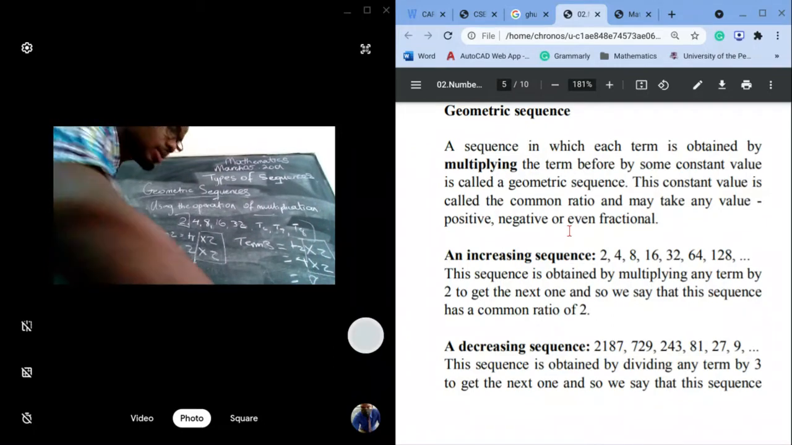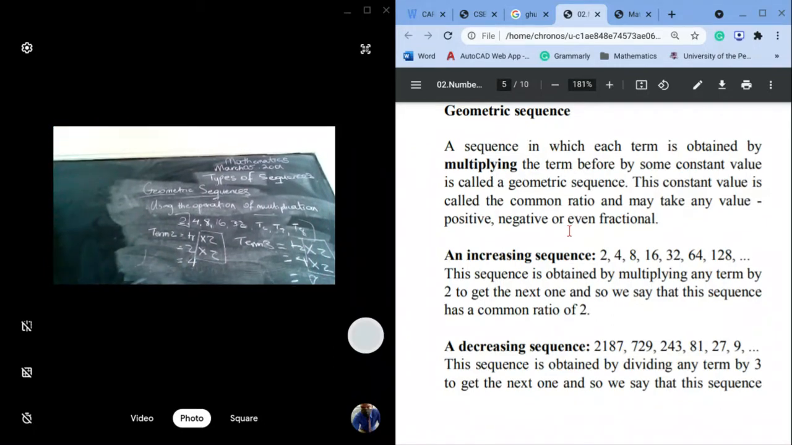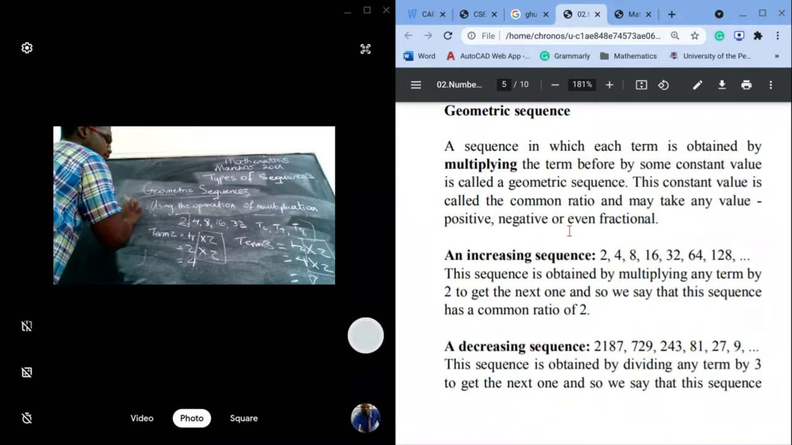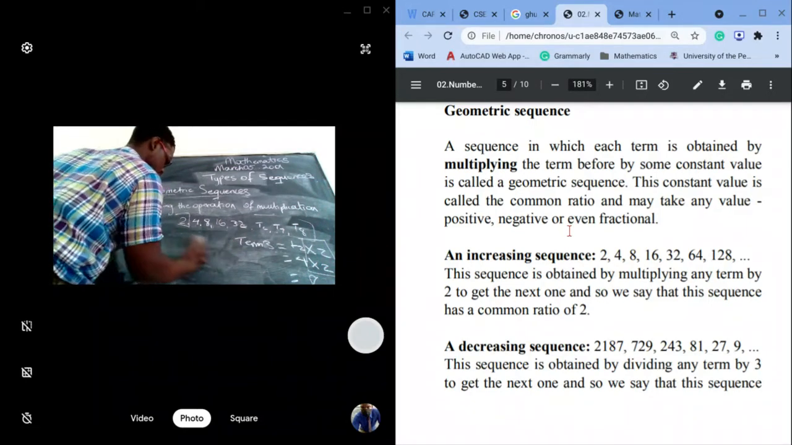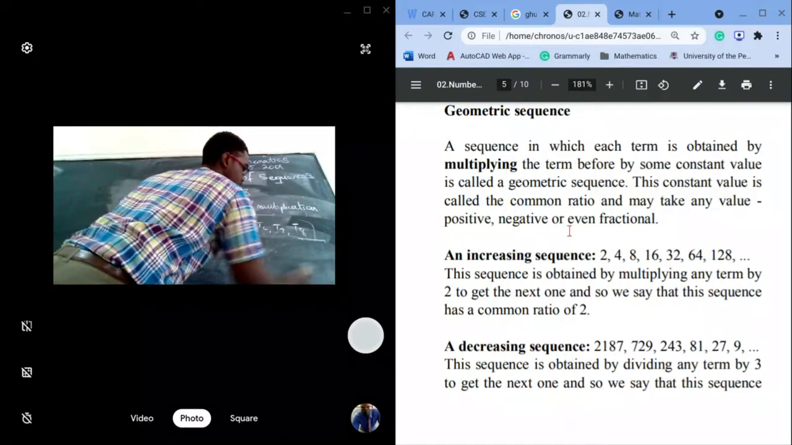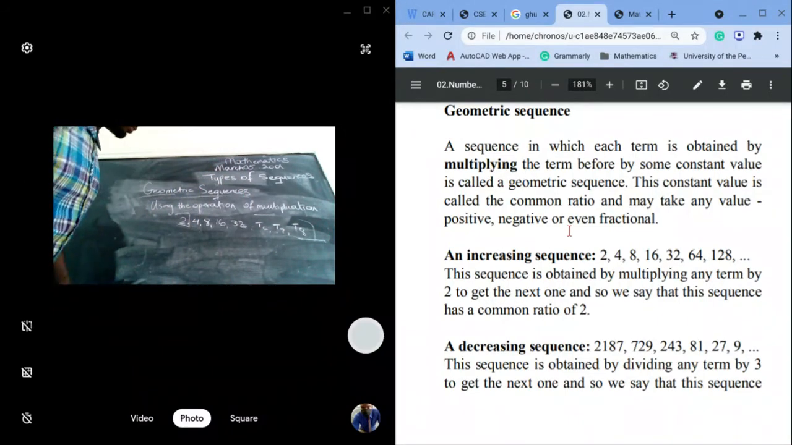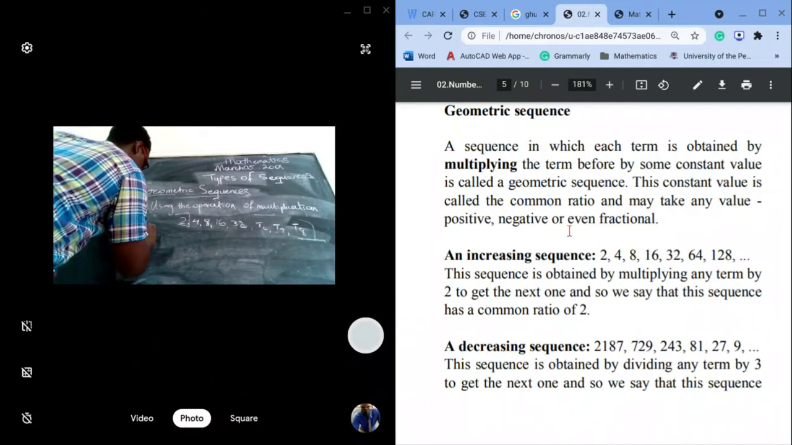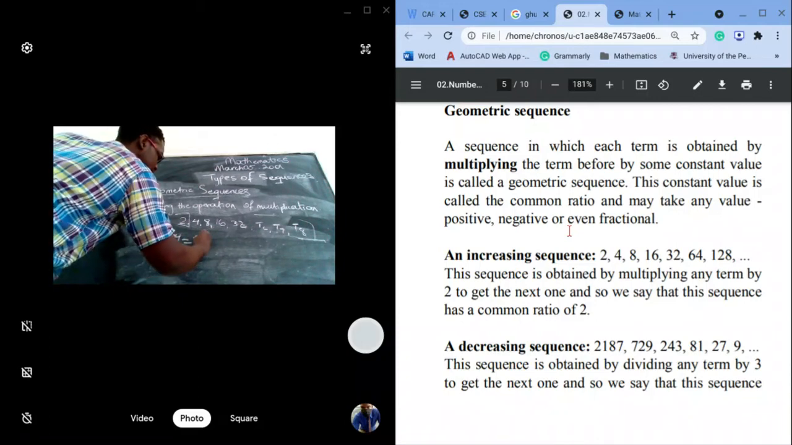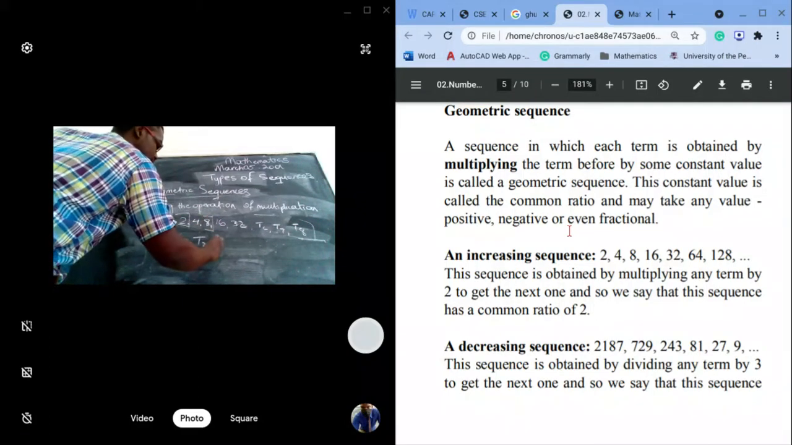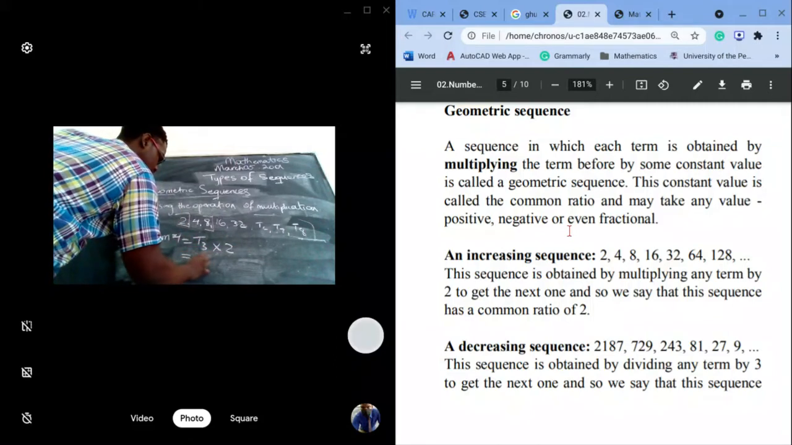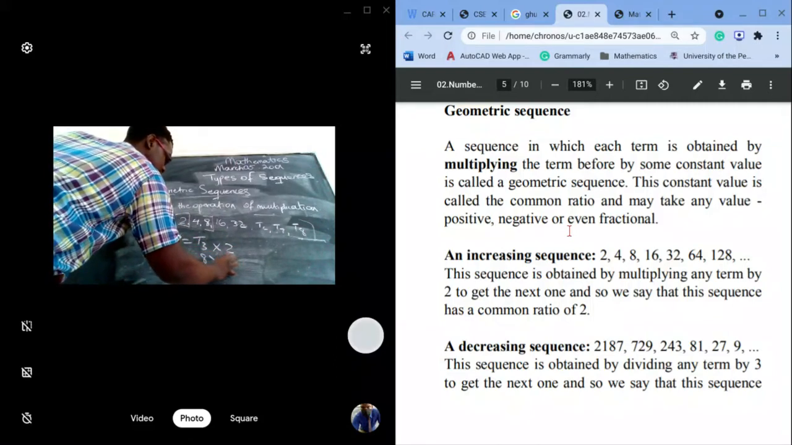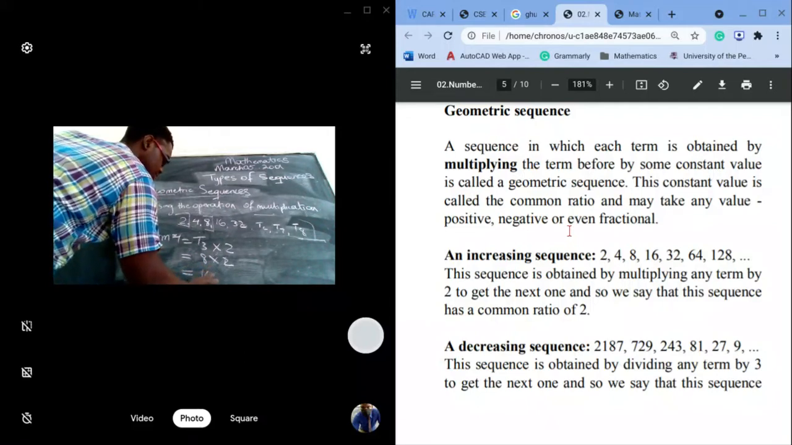So let's write this. Term 4 is equal to T3, which you know is 8, multiplied by 2. 8 times 2 is 16, hence that is proven.